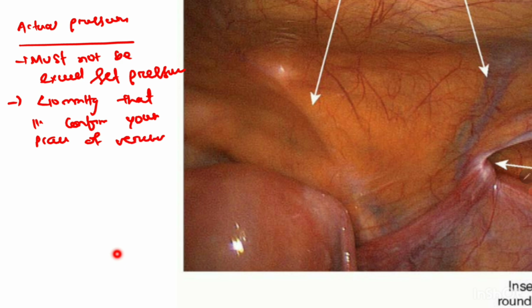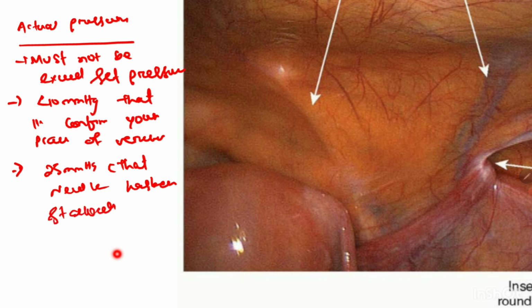Okay, so a high pressure value, that is near 25, indicates large resistance to flow. If it is 25 mmHg actual pressure, that means the needle has got stuck inside the abdominal wall. The needle has been stuck inside the abdominal wall. That will indicate the large resistance.